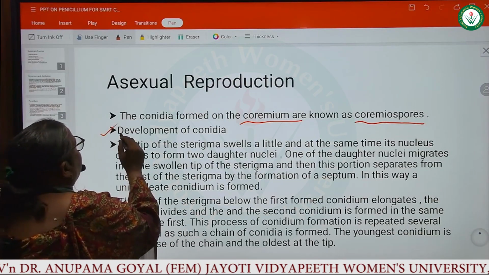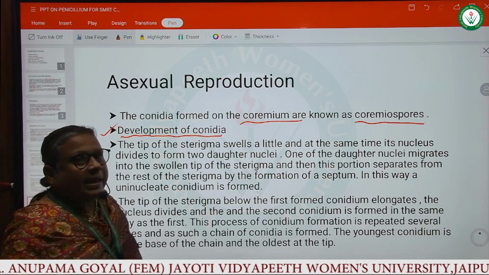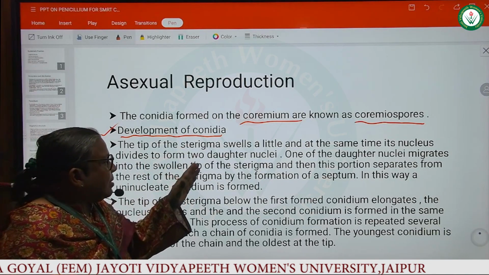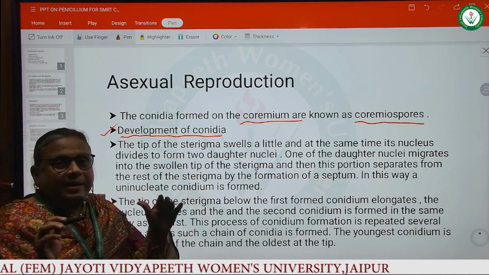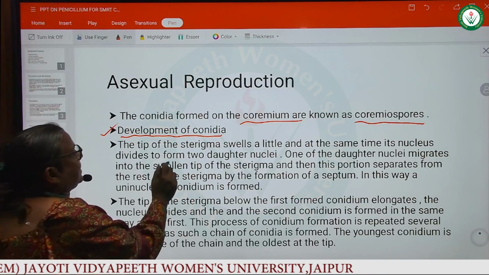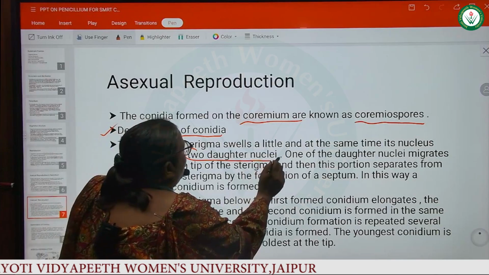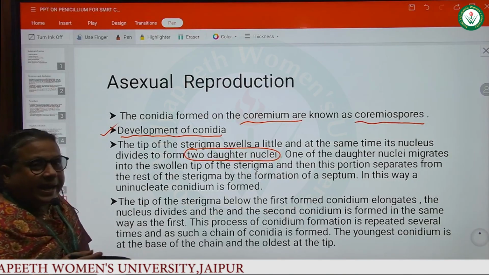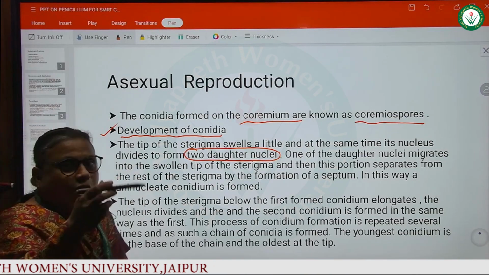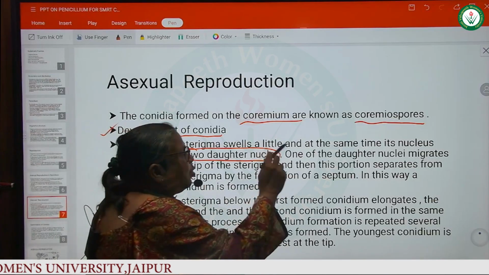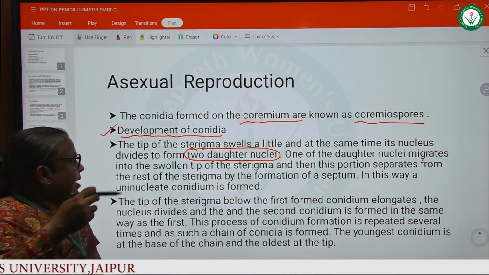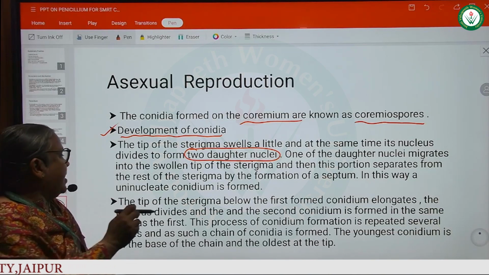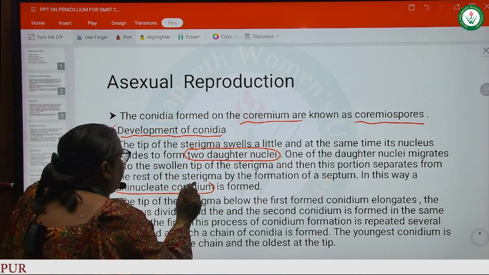And now I talk about the development of conidia in the fungus Penicillium. Look, the tip of the sterigma swells a little, and at the same time its nucleus divides to form two daughter nuclei. One of the daughter nuclei migrates into the swollen tip of the sterigma, and then this portion separates from the rest of the sterigma by the formation of a septum. In this way, a uninucleate conidium is formed.